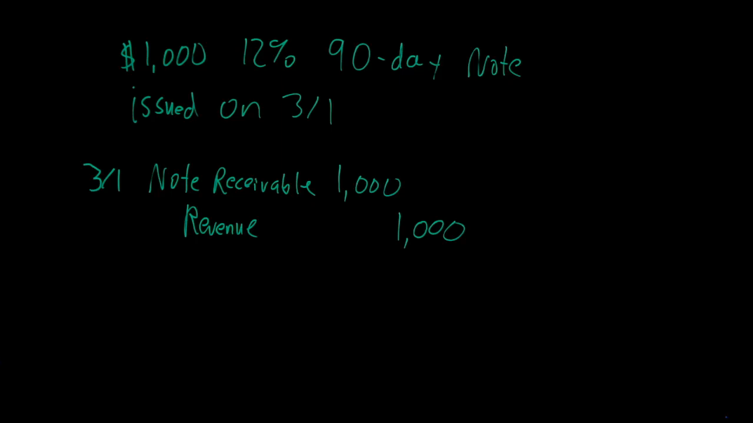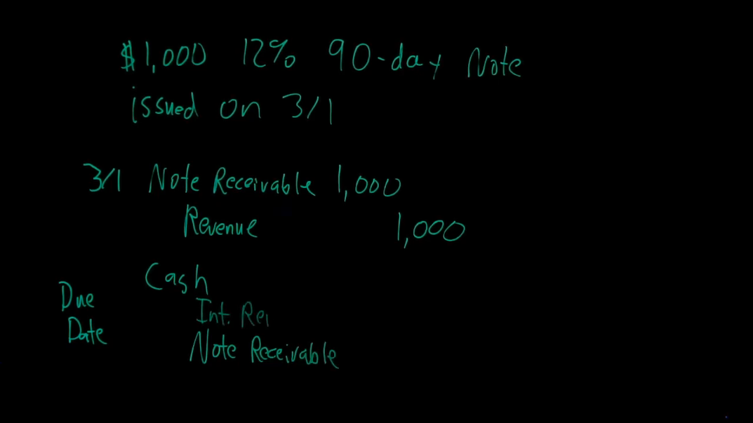So on the due date, we're going to get paid some amount of cash. We're going to credit note receivable because we got paid. And then we're also going to be able to recognize interest revenue, which is the 12%. So we have to calculate how much our interest revenue is going to be. How much is our interest revenue going to be?